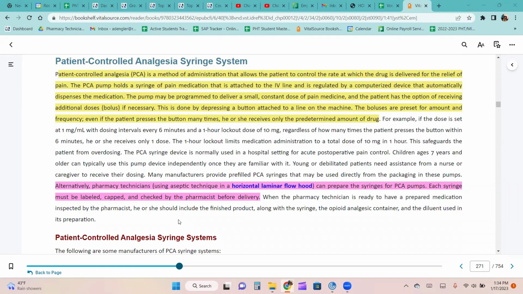The pump may be programmed to deliver a small, constant dose of pain medicine, and the patient has the option of receiving additional doses if necessary. This is done by depressing a button attached to a line on the machine. The boluses are preset for amount and frequency. Even if the patient presses the button many times, he or she only receives the predetermined amount of drugs.